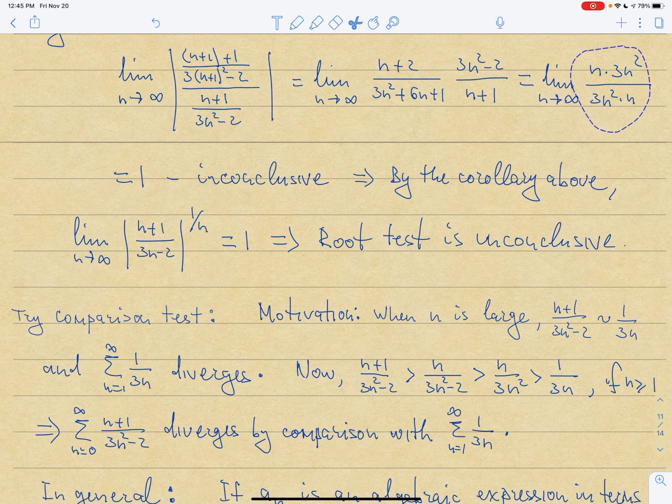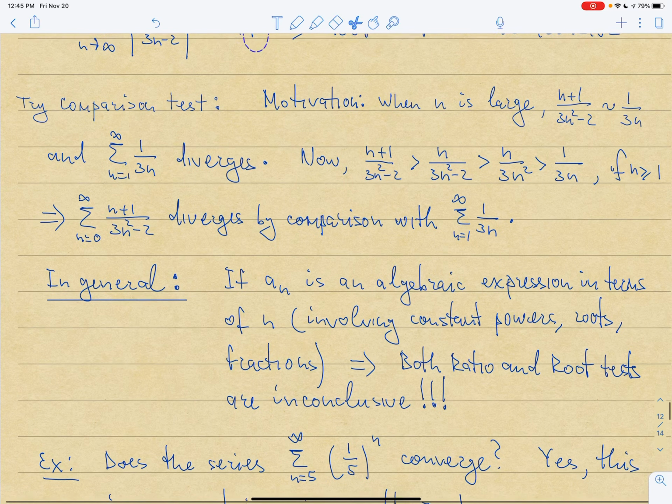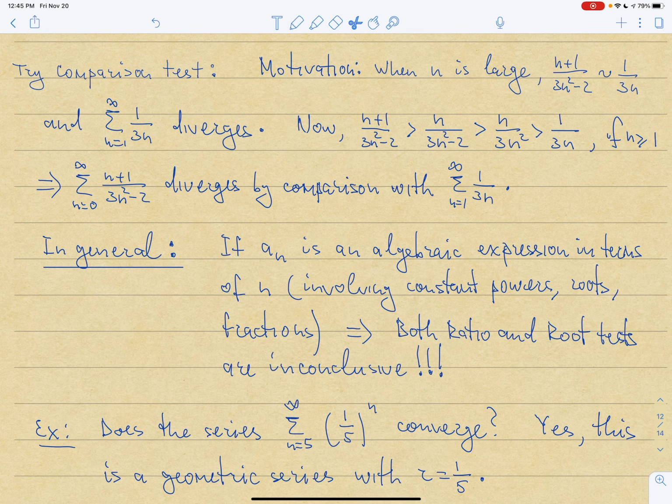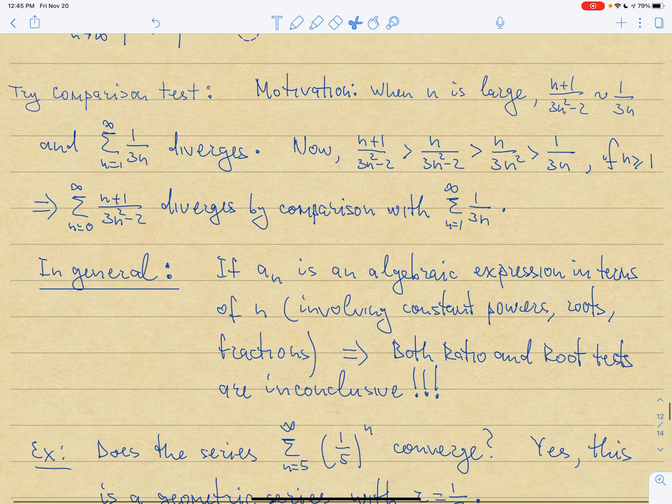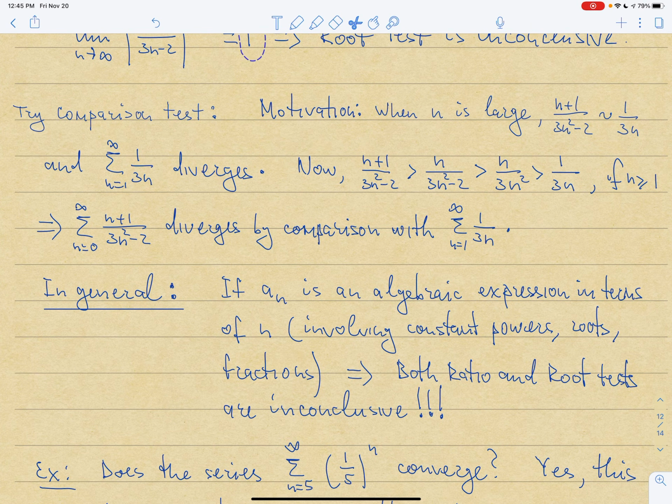And so then if the limit of the ratio exists, then the limit of the root would exist and be the same thing. So for the root test, I'm also going to get 1. So that means that both the root test and the ratio test are going to be inconclusive. So the only thing that remains then is the comparison test, and let's see if we can say something by using comparison. Again, the motivation: in order to use a comparison test, I need to find another series for which I know if it converges or not.